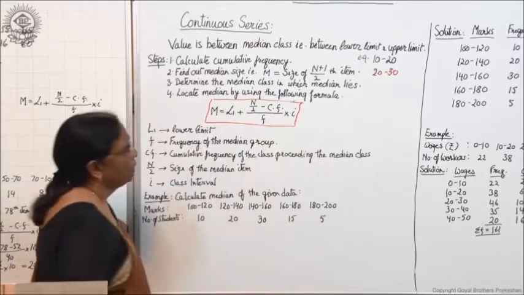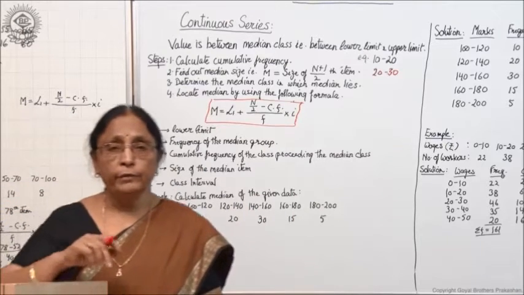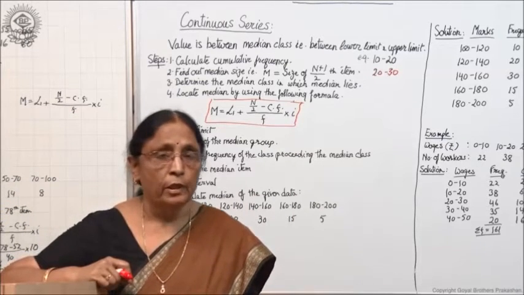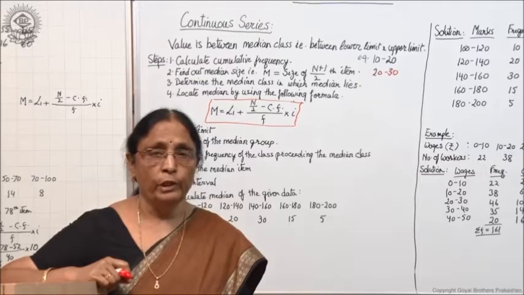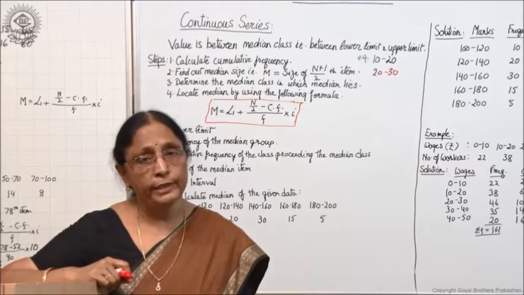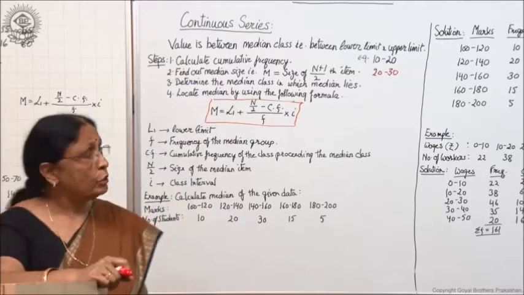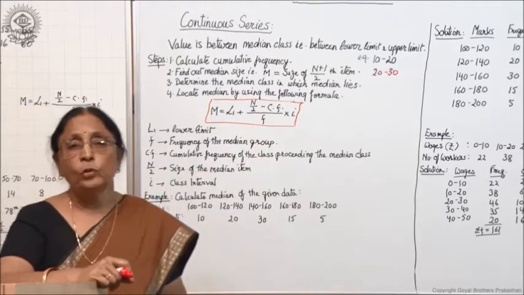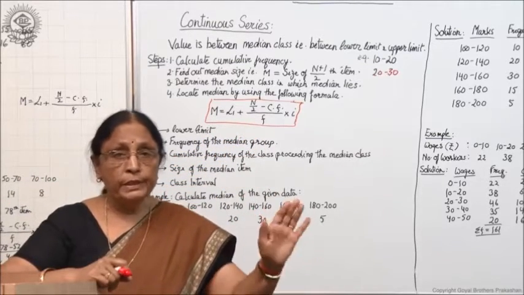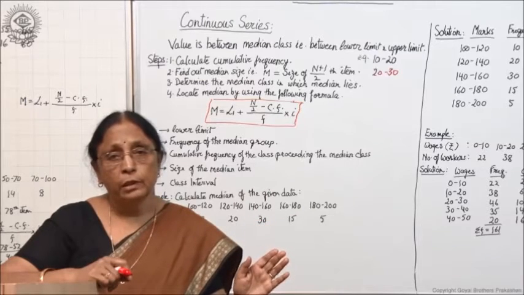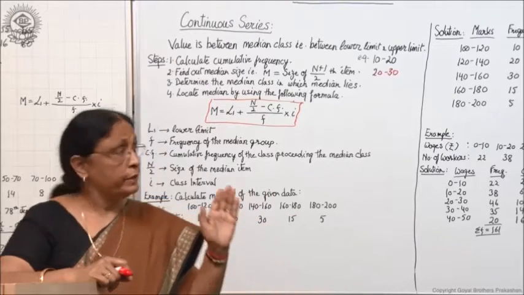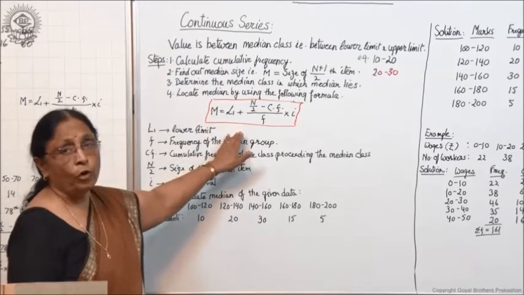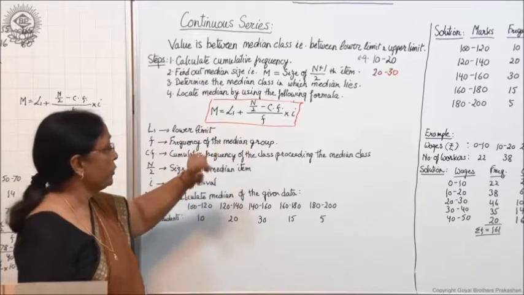Now remember, in the case of individual series and discrete series, we had a different formula, (n plus 1) upon 2th item. But in the case of continuous series, this is the formula which you have to apply, and never mix it up with the other two types of series. This is specially for continuous series.